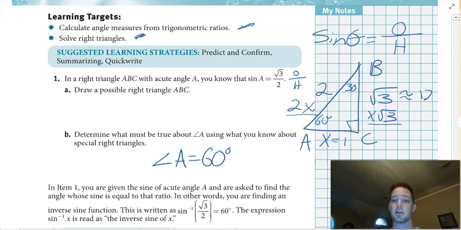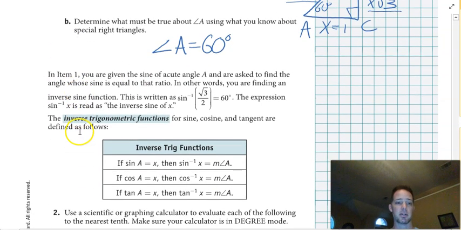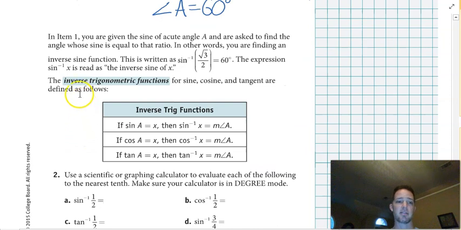And if you're not too familiar with that, don't worry, because we're going to make sure we know how to set these up algebraically and do inverse operations to solve these. So in item 1 that we just did, we were given an acute angle and asked to find the sine who's equal to that ratio. In other words, we're using an inverse function. This can be written as sine inverse of square root of 3/2 equals 60, and the inverse of sine, or sine inverse, however you want to read it.